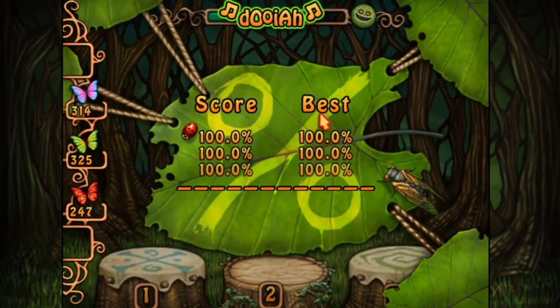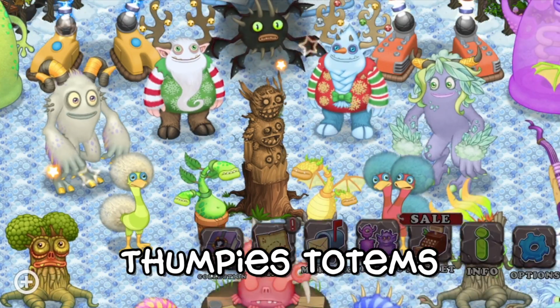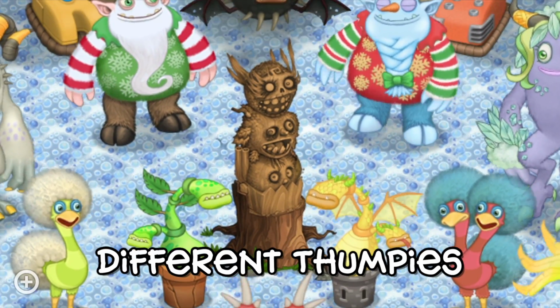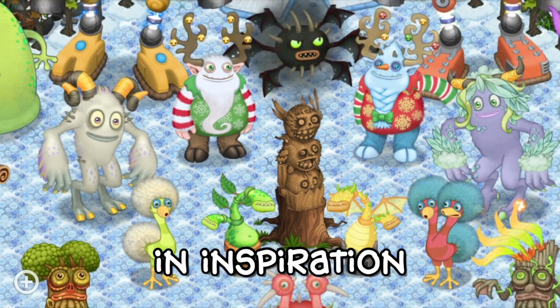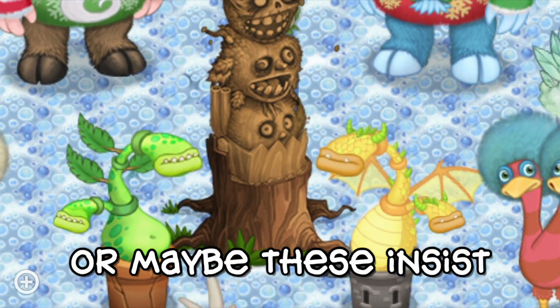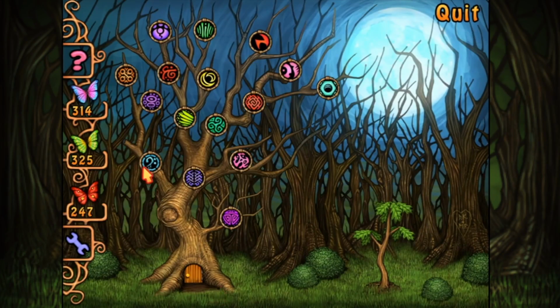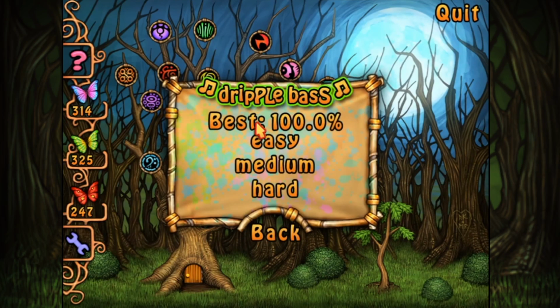And we see this with the decorations too, as we've seen the Thumpies totems which reference the different Thumpies. Maybe these are made in inspiration from the Thumpiesverse, or maybe these insist that different Thumpies have visited even more so than the ones that we already know about.